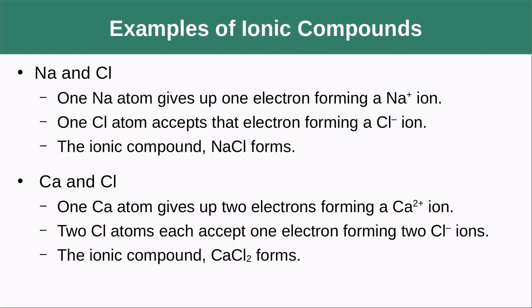Here's an example. We have sodium chloride. When we have one sodium atom, it gives up an electron. Chlorine readily accepts this electron, and we get the ionic compound NaCl, or normal table salt. We can do the same thing with calcium, only calcium is going to give up 2 electrons. So we're going to need 2 chlorine atoms to accept 1 electron for each one. And we get this ionic compound calcium chloride, CaCl2 in this case.